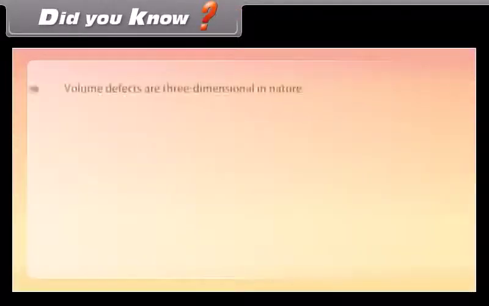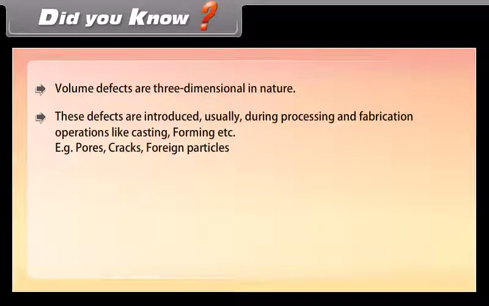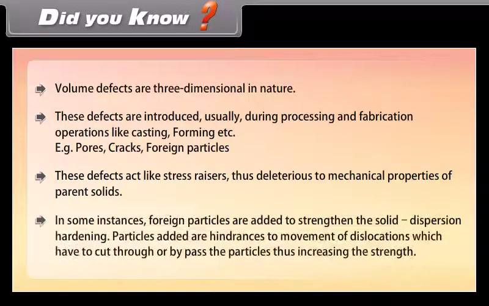Did you know volume defects are three-dimensional in nature? These defects are usually introduced during processing and fabrication operations like casting, forming, etc. Examples: pores, cracks, foreign particles. These defects act like stress raisers, thus deleterious to the mechanical properties of the parent solids. In some instances, foreign particles are added to strengthen the solid, called dispersion hardening. Particles added are hindrances to the movement of dislocations, which have to cut through or bypass the particles, thus increasing the strength.